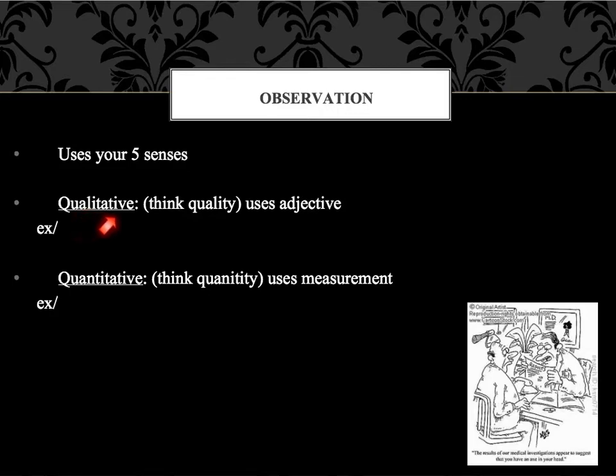There's qualitative, so think quality, and that uses adjectives. These would be descriptive words, like red or dry or hot. Things that we would use to describe, and they're things that we can physically see. We can also measure our observations, and those would be quantitative observations. So quantitative, quantity, these use measurements. And so it would be things like a 3-gram piece of cereal or a 2 millimeter long worm, things like that.